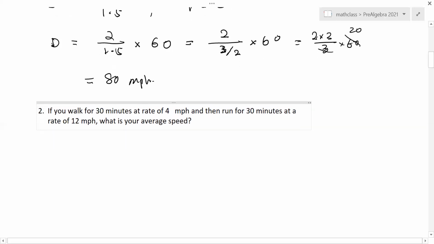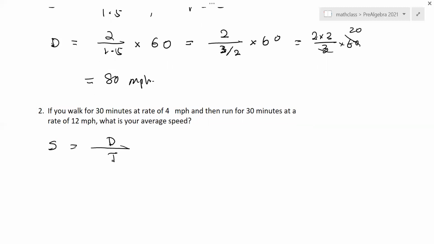So you have to recall the definition. The average speed is the total distance you travel divided by the time. So you have to figure out the distance and the time. The time is given, but the distance is not given, so you have to do a calculation.